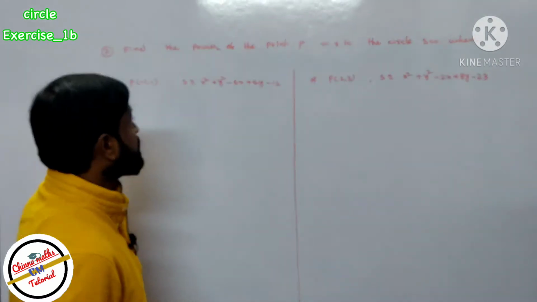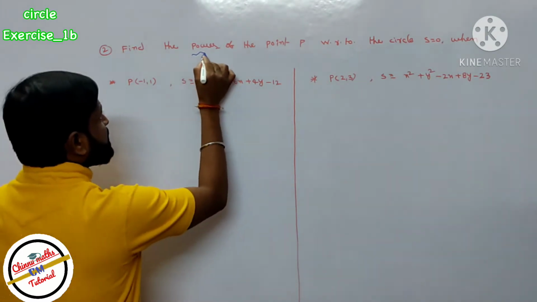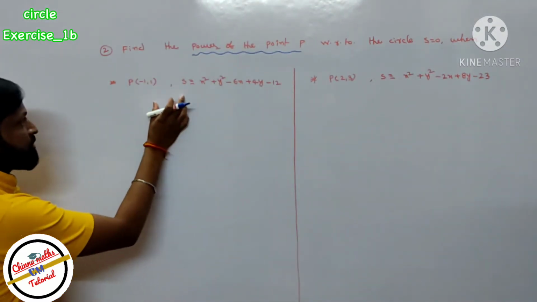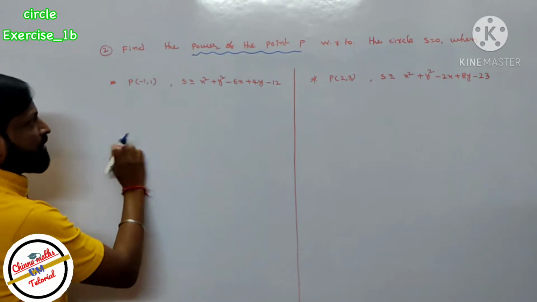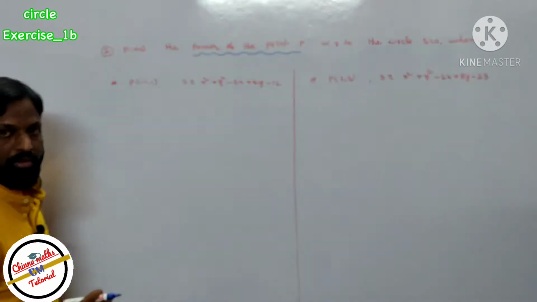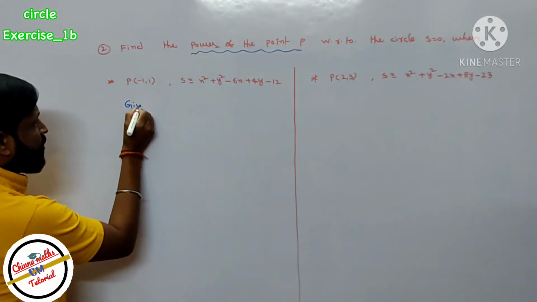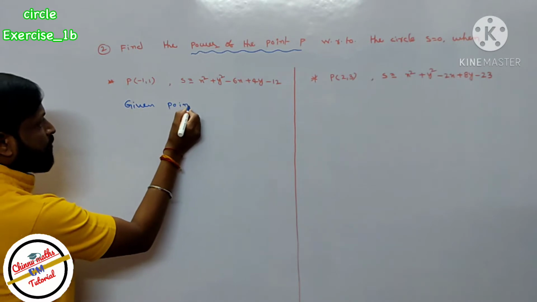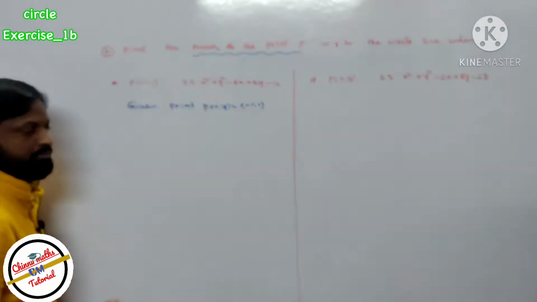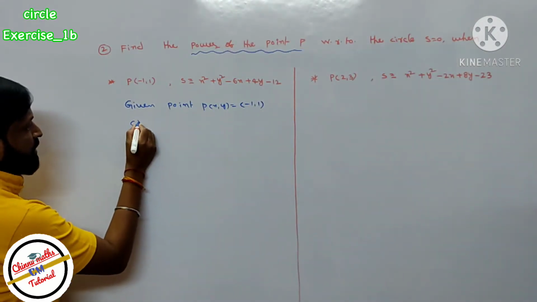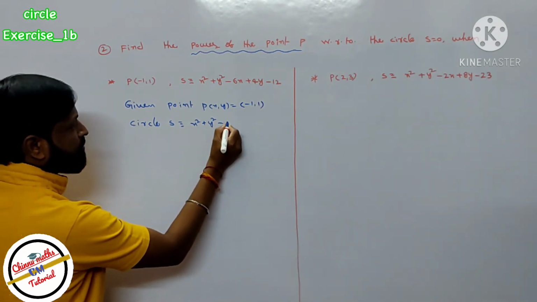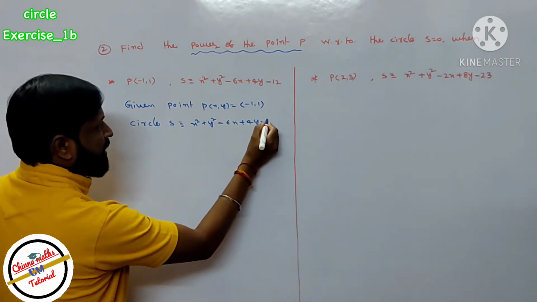Next question, find the power of the point. Find the power of the point P with respect to the given circle S equal to 0. The first question is given that the point is P(-1, 1) and given the circle S equal to 0. With respect to this circle you have to find the power of the point. So then given point P(x, y) equal to (-1, 1), then circle S equal to x square plus y square minus 6x plus 4y minus 12.